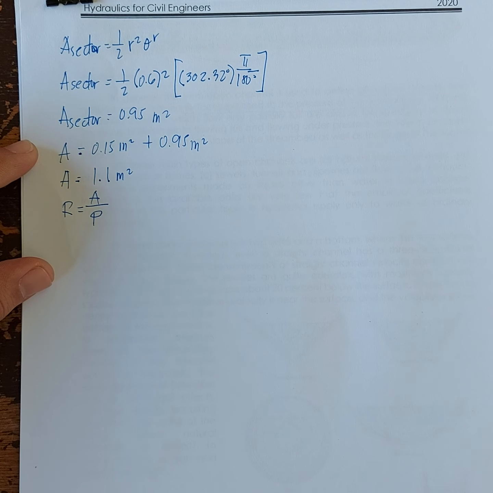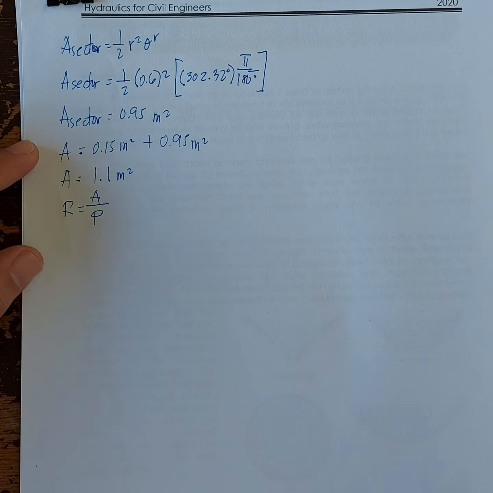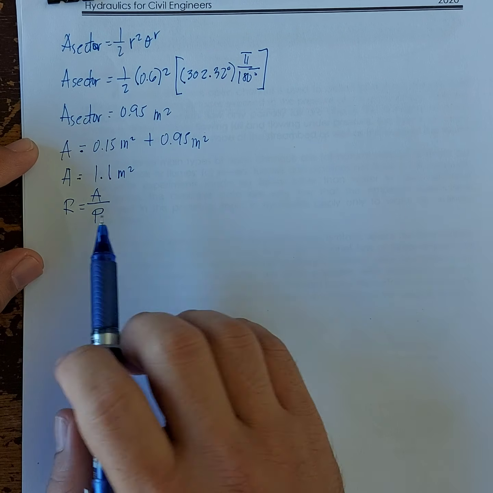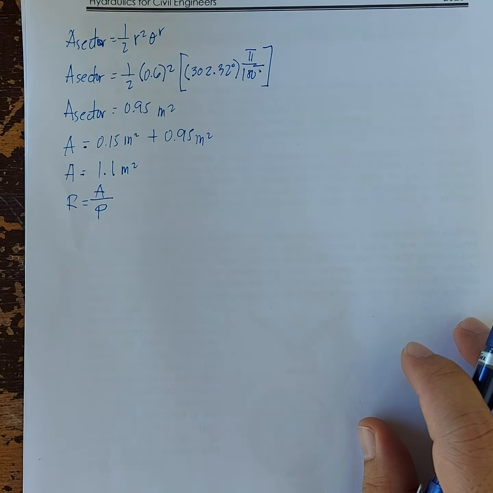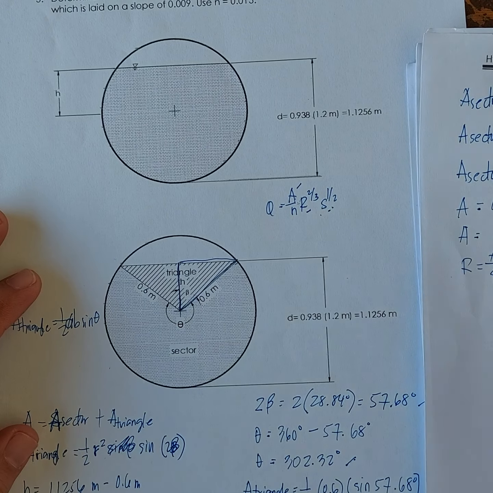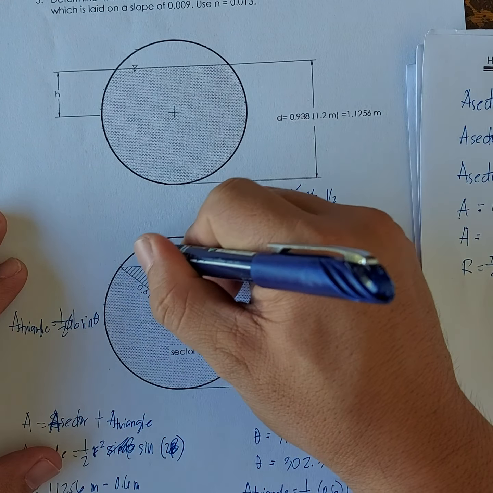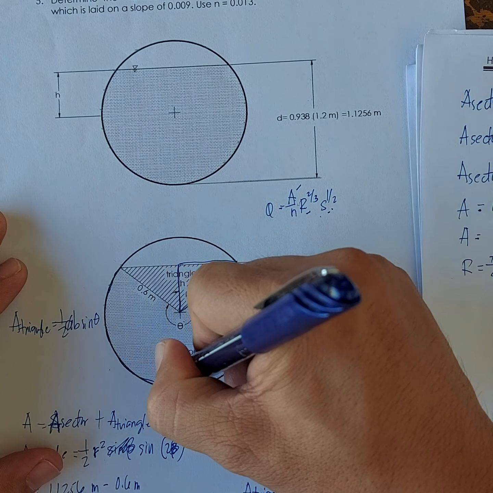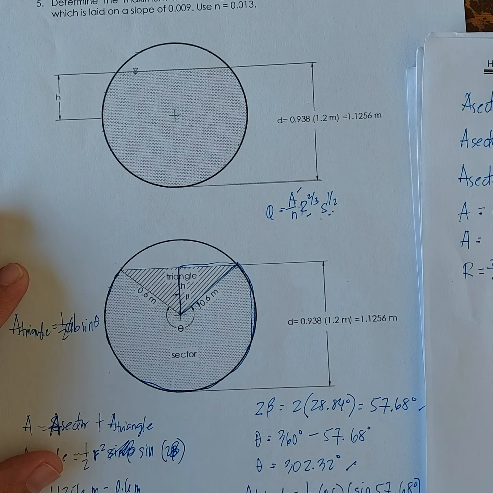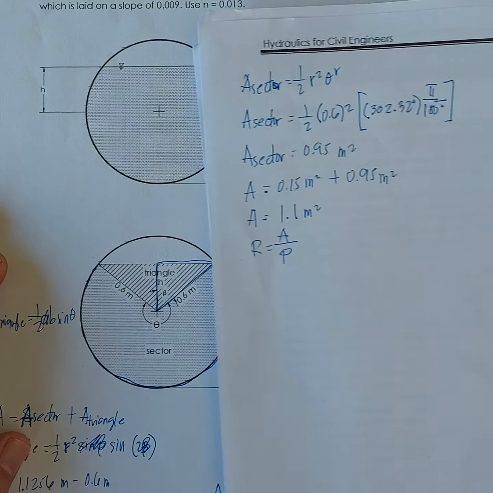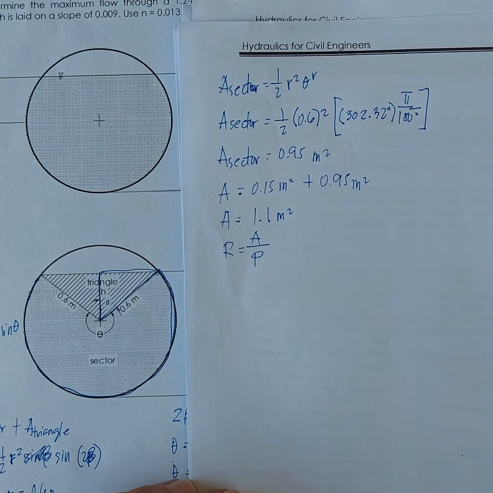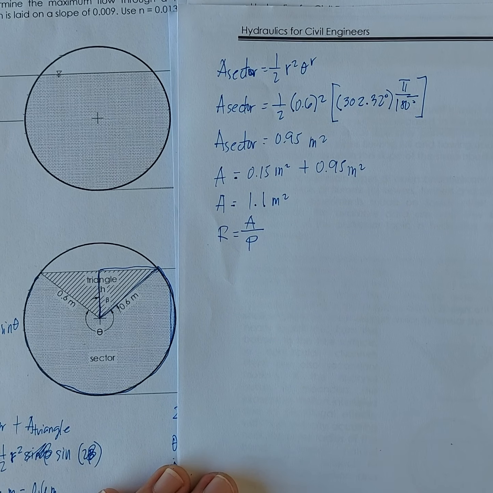Oh no, nag-blurred siya. Okay. So the hydraulic radius is equal to area over the wetted perimeter. So remember, let's try to go back. Ang wetted perimeter natin ay dito. Ito lang yung wetted perimeter natin. Hindi kasali ito, ito lang. This is our wetted perimeter, hanggang dyan lang. So how do you solve for the wetted perimeter? So let's just, para may illustration tayo.